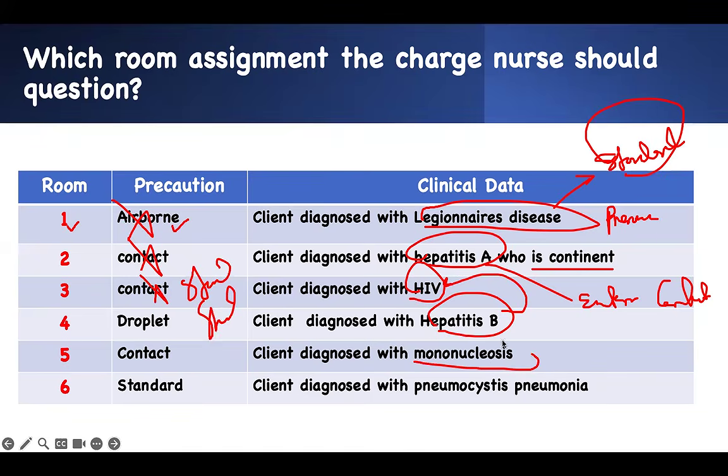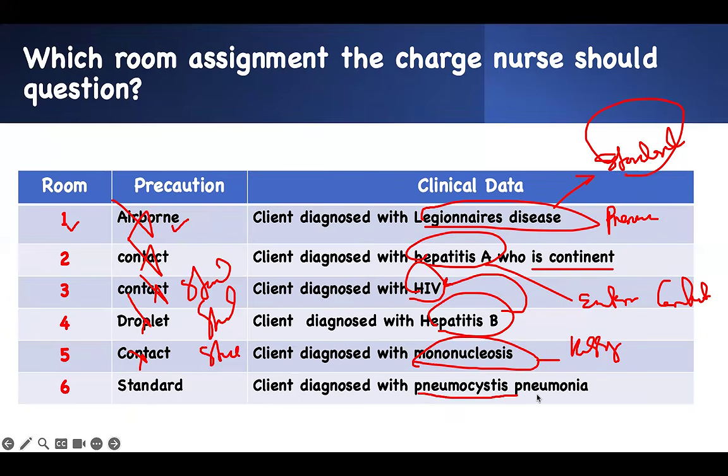Client diagnosed with mononucleosis. This is what we call kissing disease. You see it in college students. They go out and kiss each other, and they have swollen lymph nodes. The spleen can get bigger. The liver can get bigger, but it's not infectious unless you're kissing the person, being intimate with the patient. So this patient, standard precaution. We also have to question.